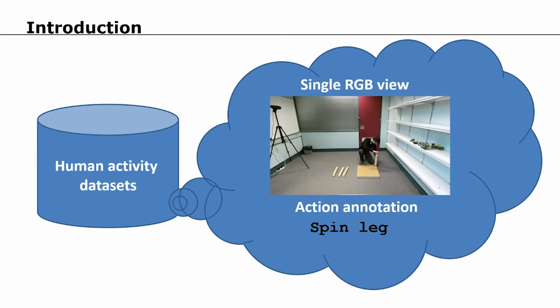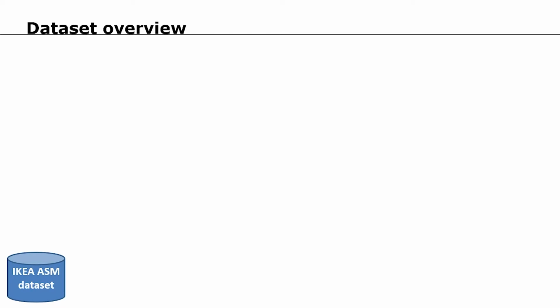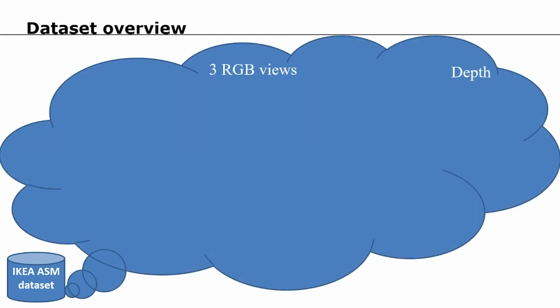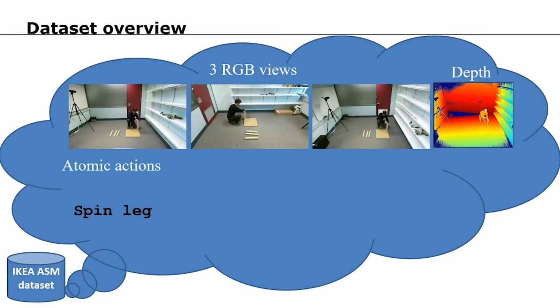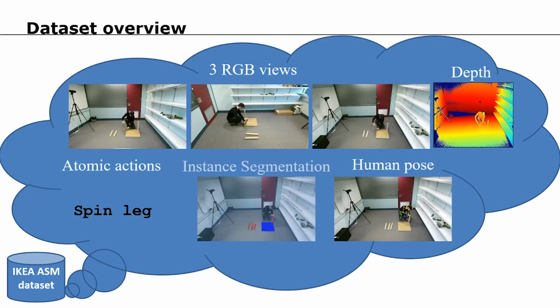To enable richer analysis and understanding of human activities in the context of furniture assembly, we introduced the IKEA Assembly Dataset. Each assembly in our dataset contains a sequence of frames from 3 RGB views, 1 depth view, and several annotation modalities which include atomic action, human pose, and instance segmentation. For segmentation and human pose annotation, we manually labeled 1% of the dataset comprising manually selected keyframes that cover diverse object poses and human poses.